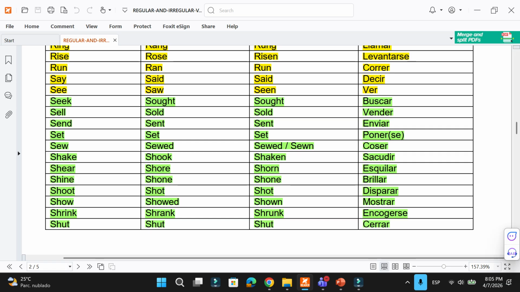Seek, sought, sought; sell, sold, sold; send, sent, sent; set, set, set; sue, sued. We have here two options, sewn or sued again. Shake, shook, shaken; shear, shore, shorn; shine, shone, shown; shoot, shot, shot; show, showed, shown; shrink, shrank, shrunk; and shot, shot, shot.